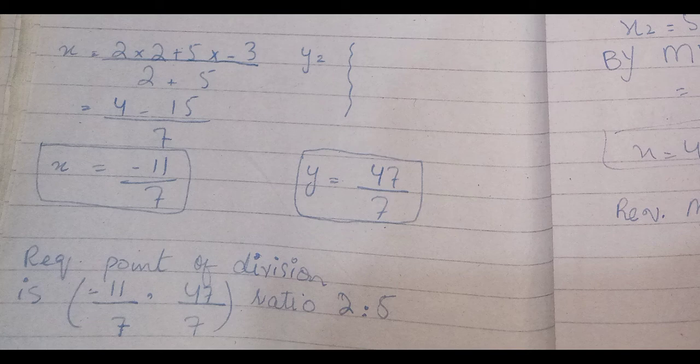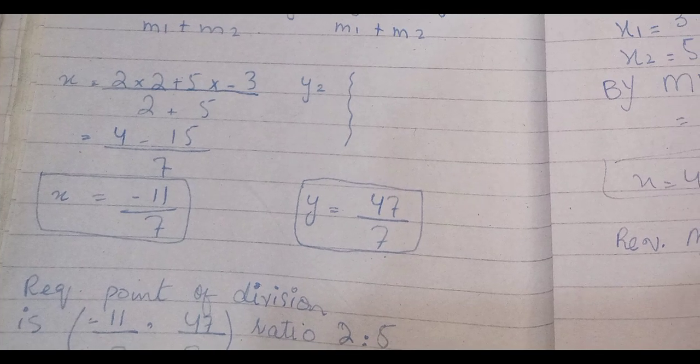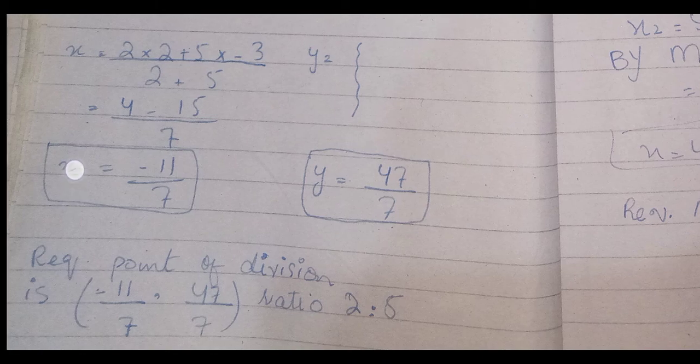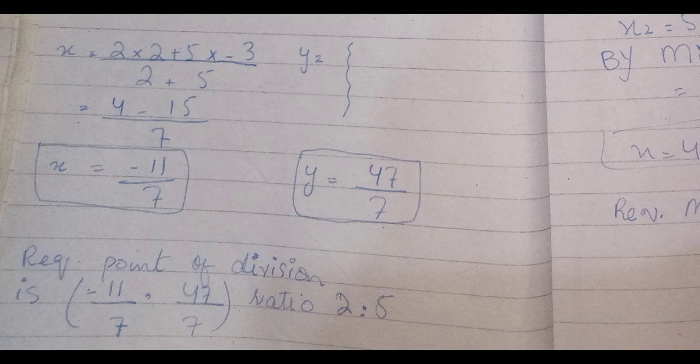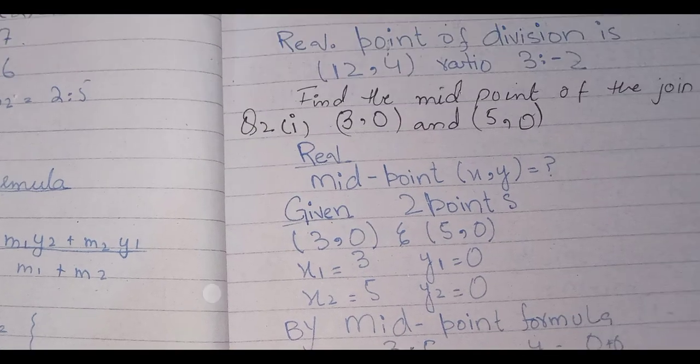We are finding both x and y because the point of division needs to know what the x coordinate and the y coordinate are. So we need both coordinates, and we have got them. We have the x coordinate and y coordinate, and the required point of division is -11/7 and 47/7, when the ratio is given to us as 2:5.